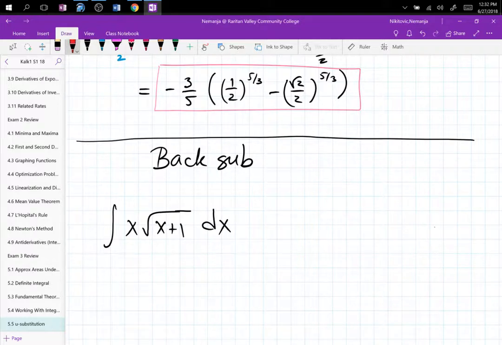And do we all agree, 100% of us agree immediately when you look at that, that x plus 1 is the u? It should be obvious, even at this stage. So u is x plus 1, and then your du is equal to 1 dx. So du is equal to dx.